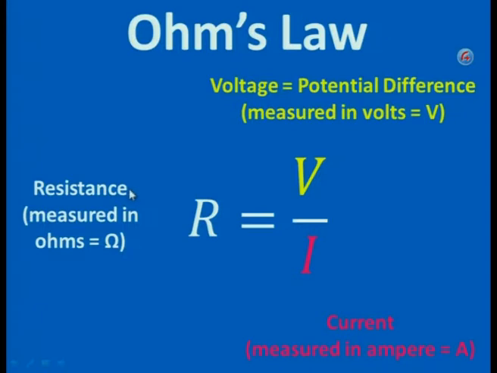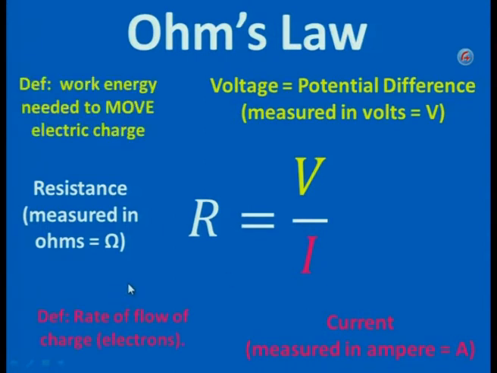R is for resistance, and this is measured in ohms, or this funny sign here that you should really know. V is for voltage, and is also called potential difference. This is measured in volts. Current is measured in amperes, which is an A. So I is for current, measured in amperes, A.